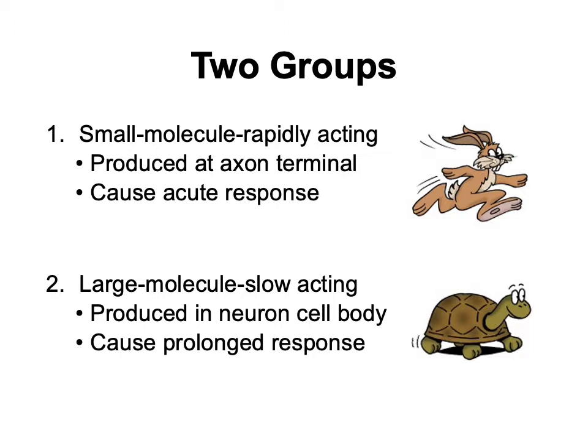The other one is a large molecule, very slow acting neurotransmitter, and they are produced in the neuron cell body and must be transported to the axon terminal via axoplasmic transport, anterograde. And these large molecules will cause a prolonged response in the receiving neuron.